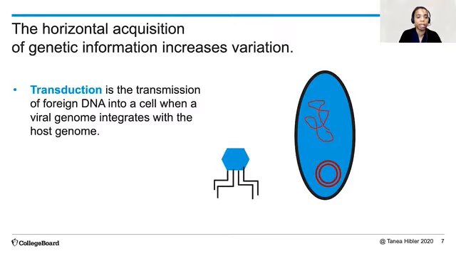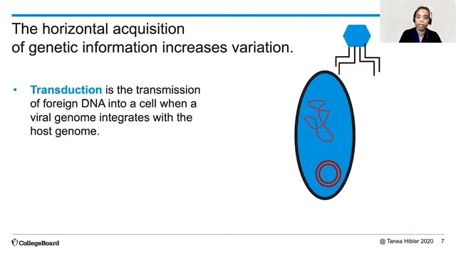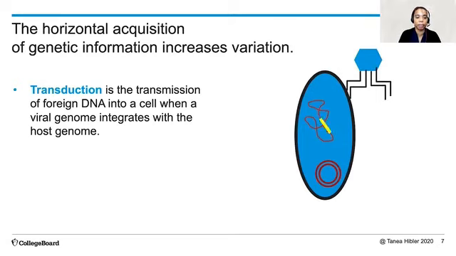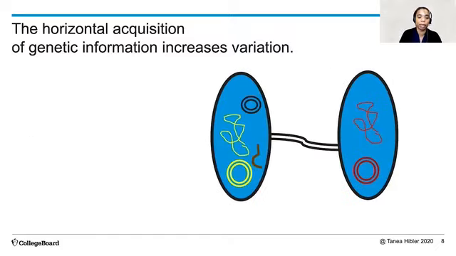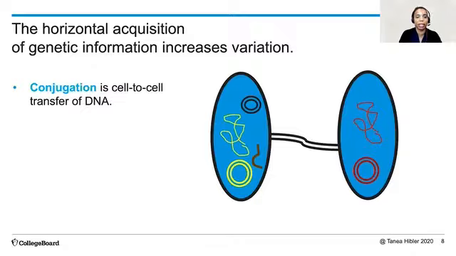Transduction is a transmission of foreign DNA into a cell when a viral genome integrates with the host genome. So that virus is going to bring some genetic information to that bacterial cell. And now that information is going to be incorporated within that bacterial cell. The horizontal acquisition of genetic information increases variation.